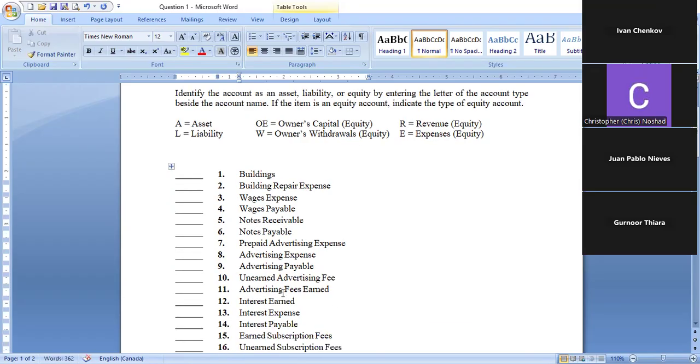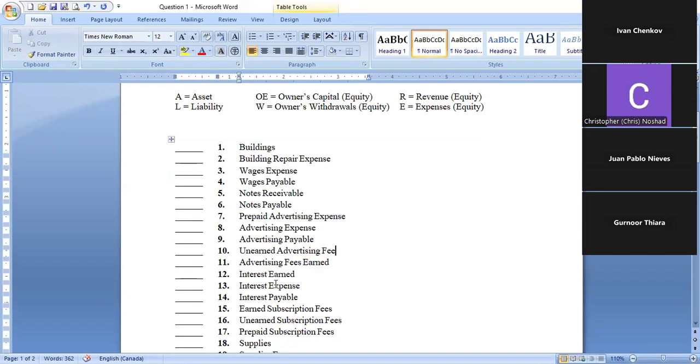How about advertising fees earned revenue? Yes. No questions about it. Once you see earned or you see a fee without expense, that's a revenue. Interest earned or interest revenue. Revenue. Correct. How about interest expense?